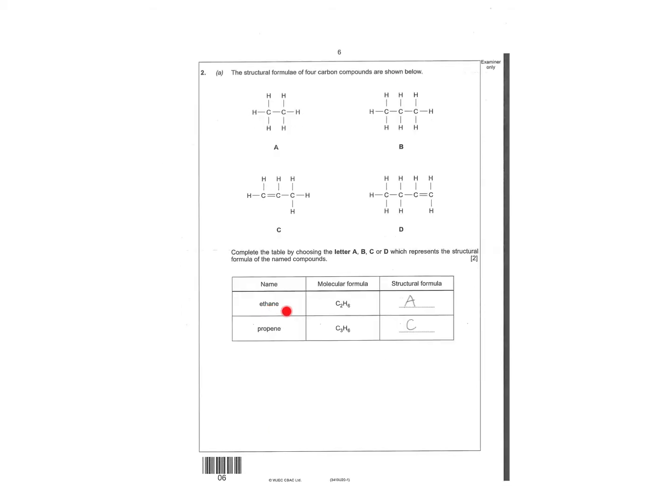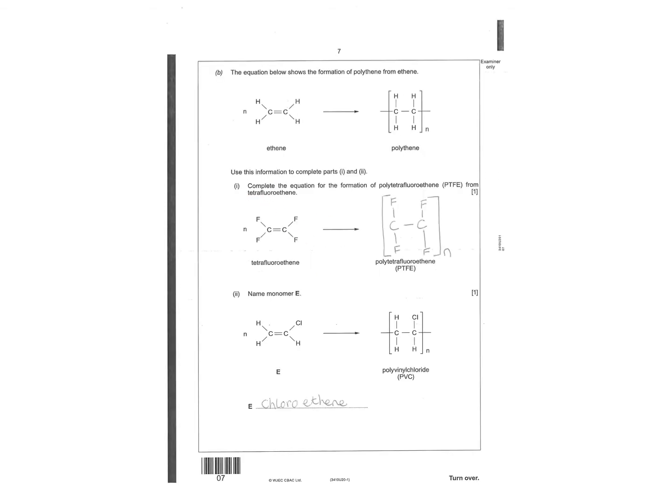Identify ethane. Ethane is C2H6, so it would be A, it's got 2 carbons, 6 hydrogens. Propene then, C3H6, would be C. This is quite nice because they've set it up for you with the first one, so all you have to do is remove the double bond and straighten them out to draw the other one, and then name that. It would be chloroethene. Okay, it's ethene but it's got 1 chlorine.